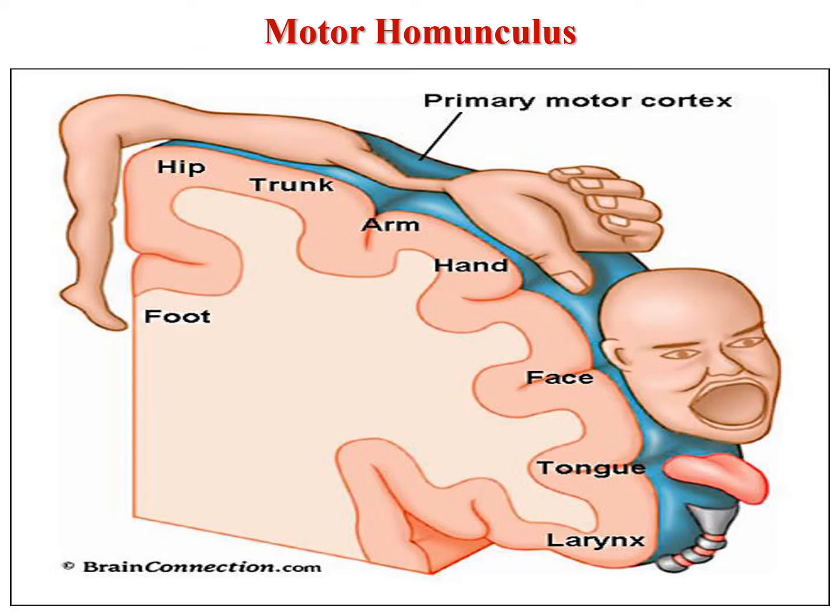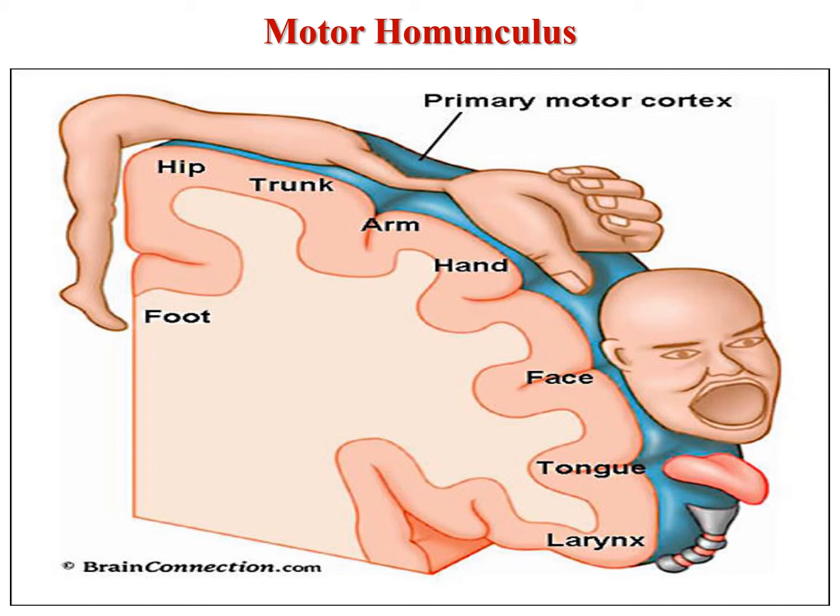This is a rough pictorial depiction of the motor homunculus. As you can see, the body is represented upside down. The foot up to the waist is represented on the medial surface of the frontal lobe. Then the rest of the body, trunk, arms are occupying the superolateral surface.